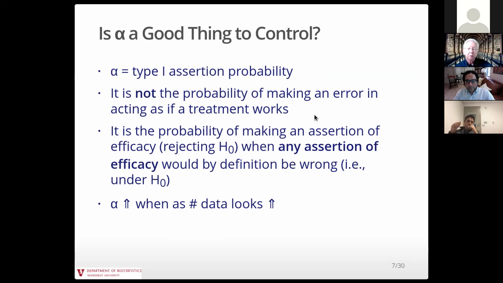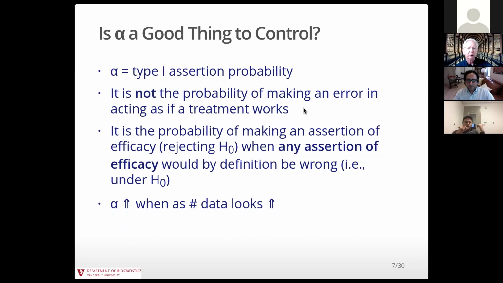It's not the probability of making an error and acting as if a treatment works. And that's a key thing to understand, that most graduate programs in biostatistics are not teaching. When I go to the best graduate programs and talk to their PhD students and ask them to define a type 1 probability, they really have a lot of trouble with that. And it struck me that if you're going to be using that to guide how you do your research, you really need to understand the fundamentals. And it's not being properly taught in my experience.